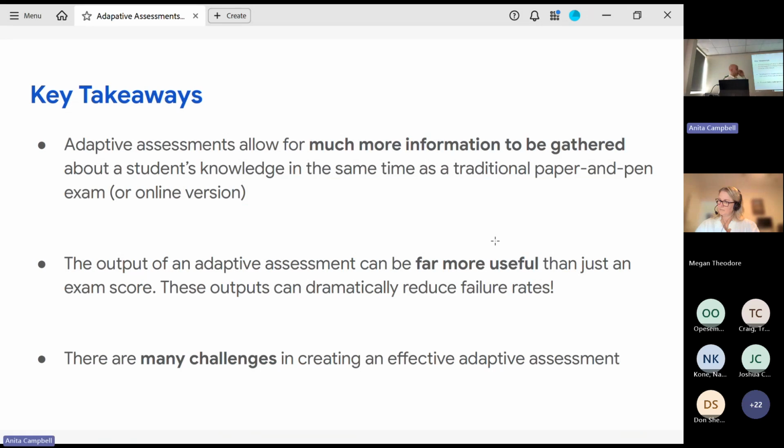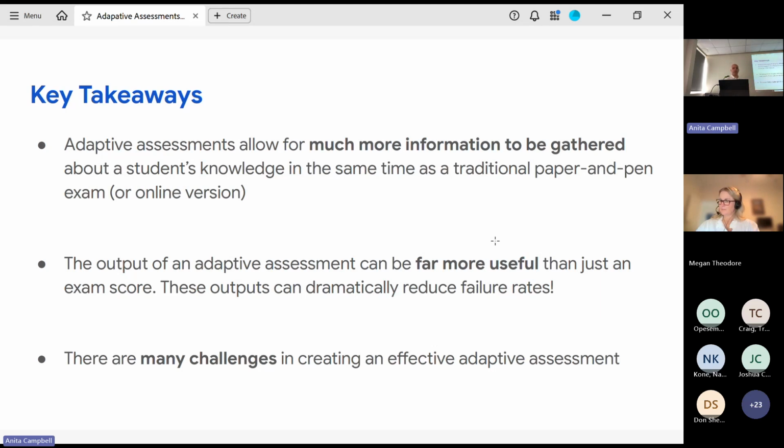Okay, so I'm going to give you just the key takeaways up front so that hopefully you have some motivation of what we're talking about as we go. But the basic idea behind an adaptive assessment over a traditional paper and pencil test is that you can gather a lot more information about a student than you can if you just use a static set of questions.